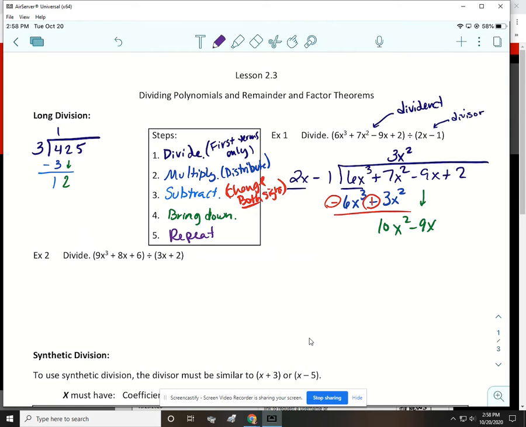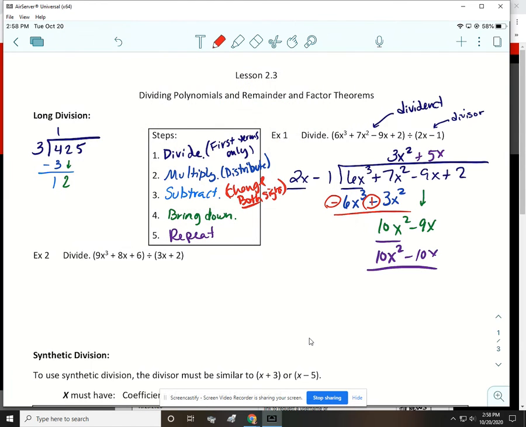All right, so we'll not worry about that elementary school one anymore. So here we're going to either divide 2x into 10x squared, or ask yourself, what do you multiply 2x by to get 10x squared? Either way, that's going to be 5x. Then we're going to distribute that. So 5x times 2x is 10x squared. 5x times negative 1 is minus 10x.